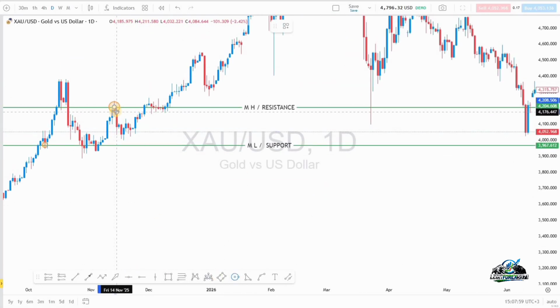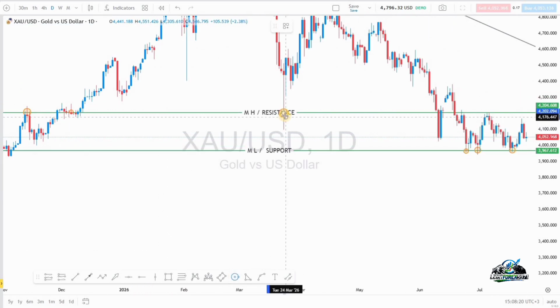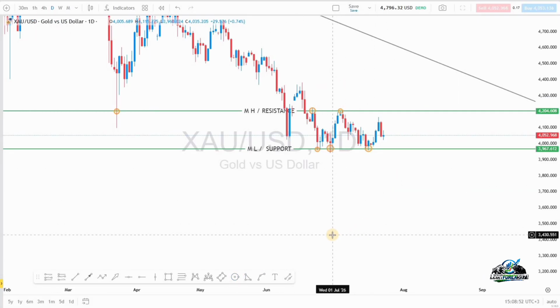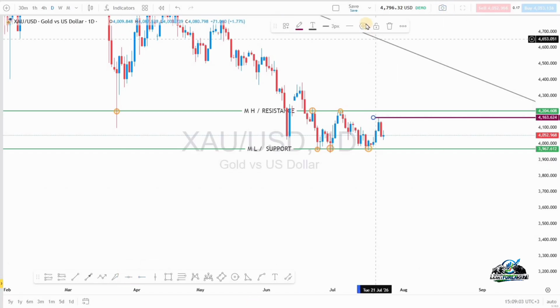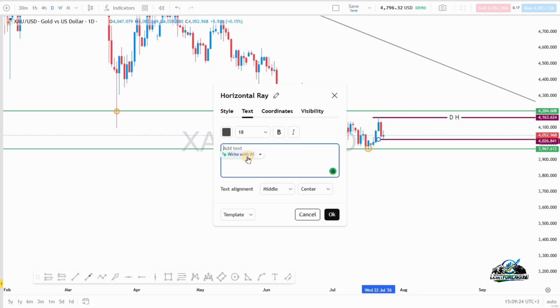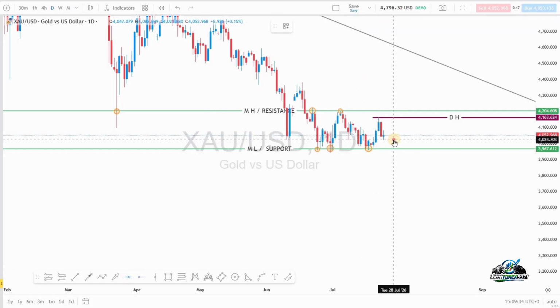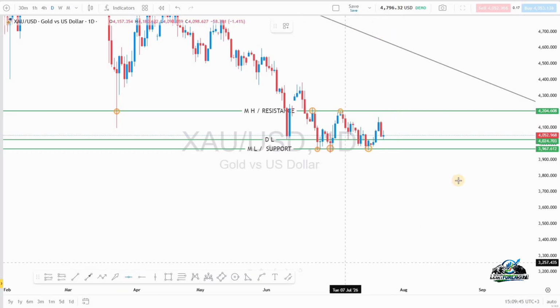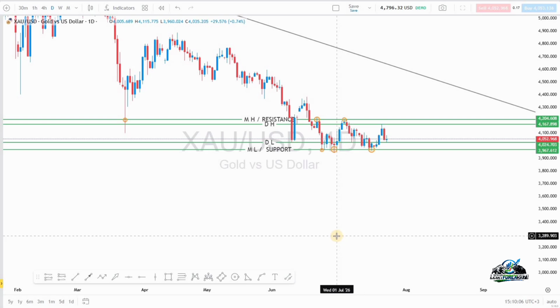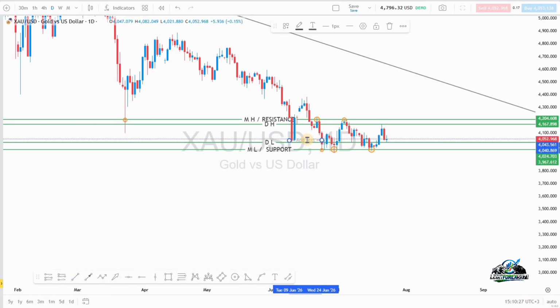So this is the first resistance, second support, and the third support. Okay, and the fourth resistance and the fifth resistance. After knowing that, we have to mark our daily high and daily low. Let me name it, so I have to change it and use a green one. This is our daily low, this is our daily high. Okay, let's move to the 4-hour time frame. Before we go there, this is our break of structure.